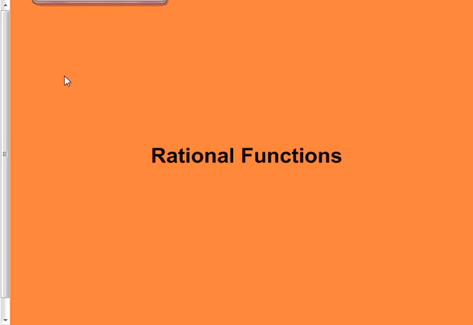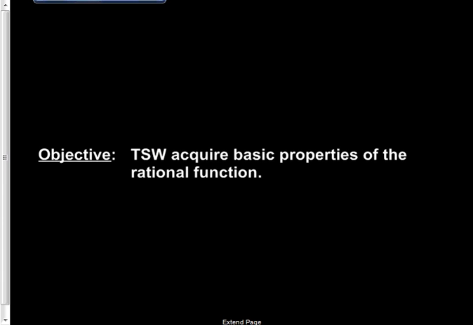Greetings, Algebra 2 students. Today we're going to begin a new discussion on a different type of graph that we have not seen yet before. This is unit number 7, and unit 7 is all about rational functions. Our objective for this day is to acquire basic properties of the rational function.